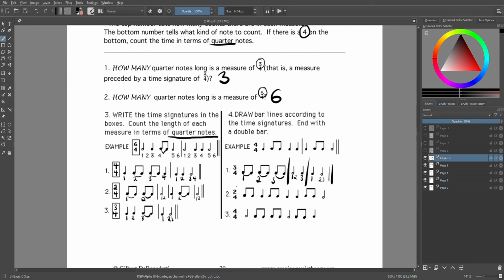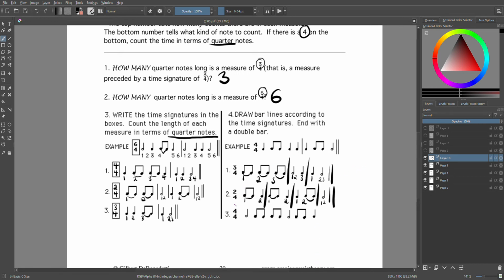All right, number 2. 2 beats per measure. Here's 1 and 2. Boom. 1 and 2. 1 and 2. And we're done. That's 1 and 2. Double bar line.